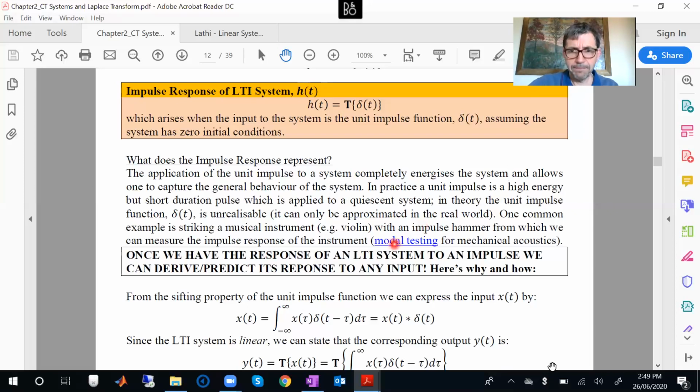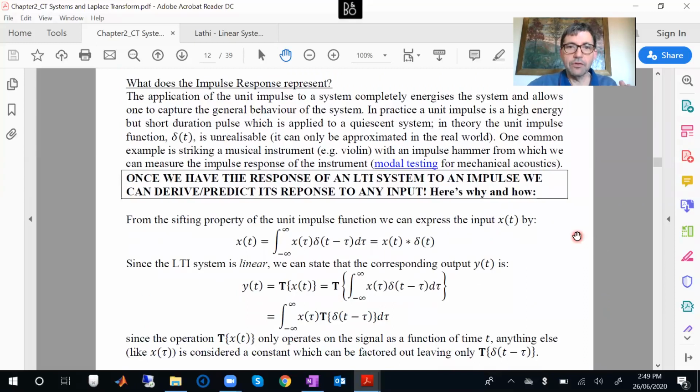How do we do that? Well, now we're going to make use of everything we've learned in chapter 1 and also chapter 2. For example, do you remember the shifting property of the unit impulse function? If not, revise chapter 1.